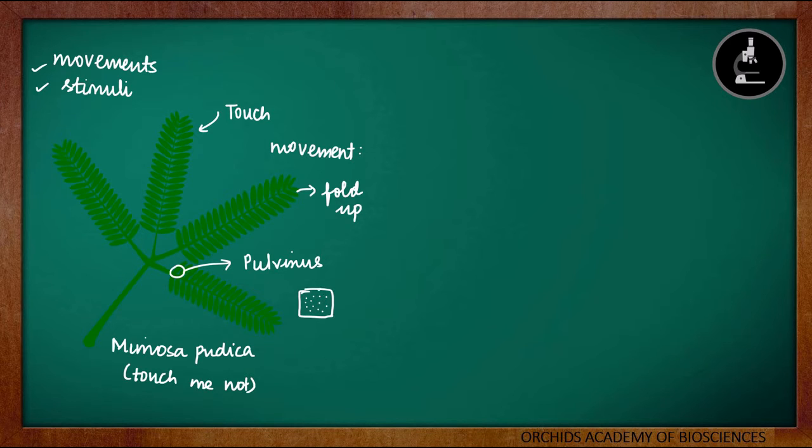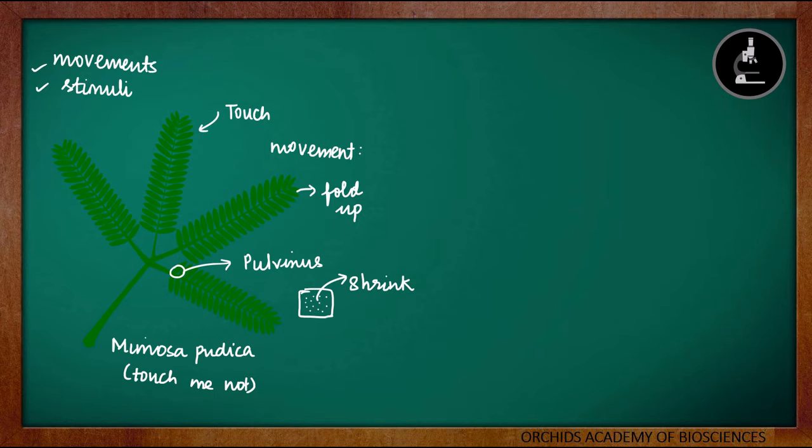So whenever we touch these leaves, the water comes out of the cells of the pulvinus. Since the water comes out, the cells which had a rigid shape will now shrink. So we see that due to the stimulus of touch, there is a loss of water from the cells of the pulvinus, due to which the cells will shrink and the plant's leaflets will fold up. So here the movement is the folding up of leaves and the stimulus is touch.